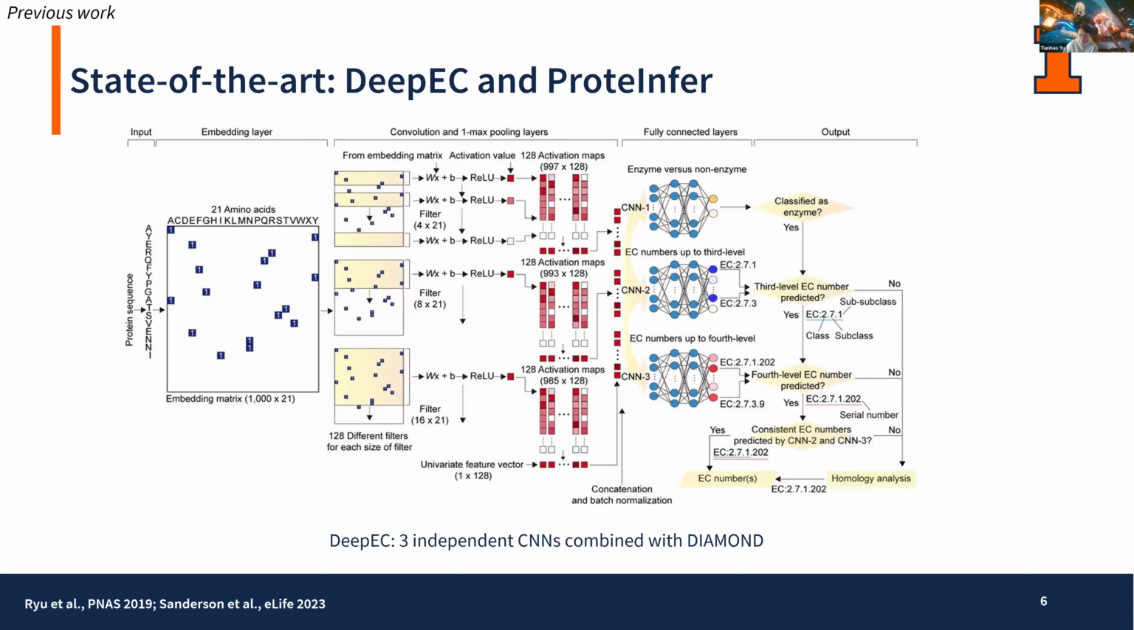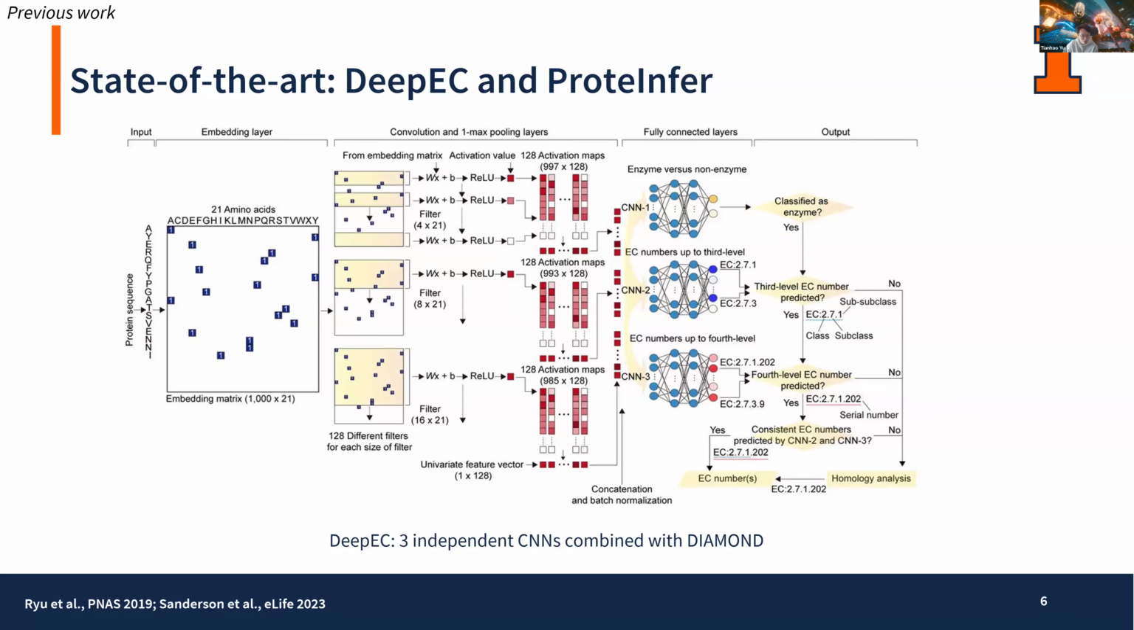So after the background, we can review a little bit of the previous work. Mostly there are 2 state-of-the-art models for predicting EC numbers of enzyme sequences. The first one is called DeepEC. This one was published in 2019 in PNAS by Liu and co-workers. Their method used 3 independent convolutional neural networks combined with a bioinformatic tool called Diamond.